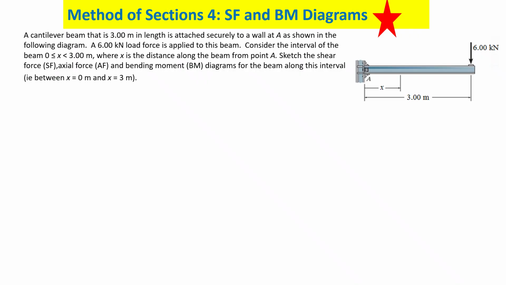Roller is 1, pin is 2, fixed is 3. So what you have is AX, AY, and also an M. So can you find me these 3? This we call the free body diagram. We take the beam out and we put all the forces, replacing the supports by reactions.